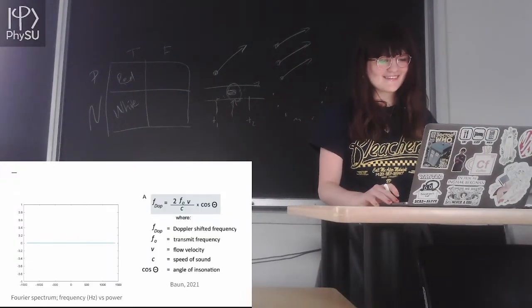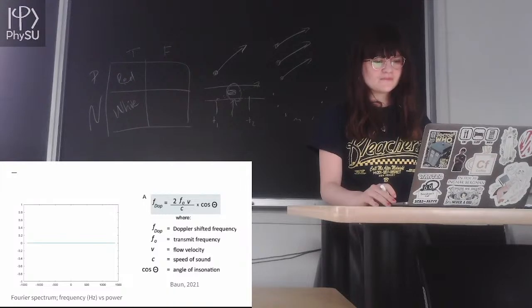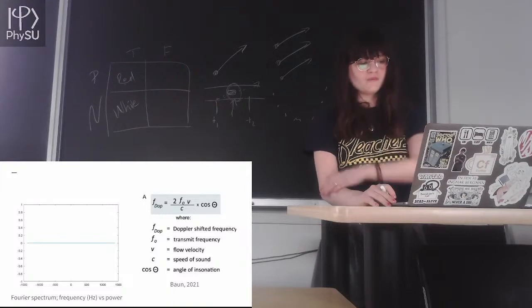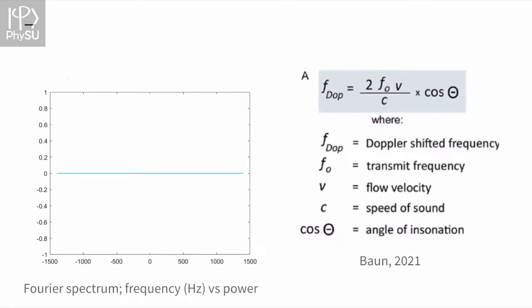This is just fun. So this is the Fourier spectrum. This is frequency versus power. You may notice that that is just a straight line, and you would be correct. This is, again, not a Fourier spectrum that you would expect from the image. And that's the equation that you use to figure out what's going on here. This is the Doppler effect.